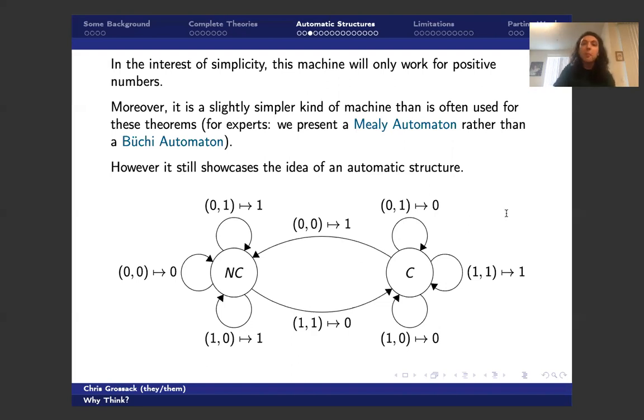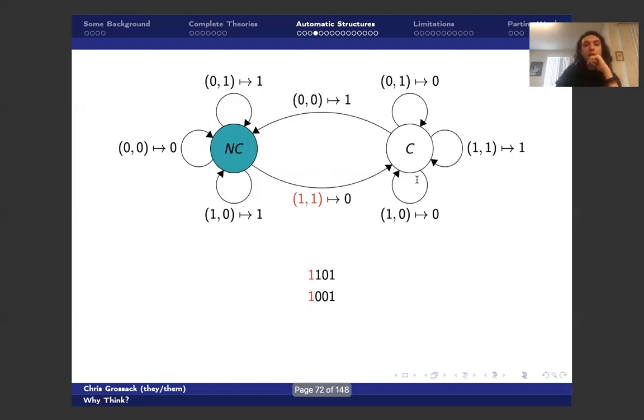And I claim this automaton actually performs addition for us. So let's see why. Let's go through an example. Let's go ahead and add, I believe this is 11 plus 9. You can check me. So let's do it. So we start out in the no carry state. We look at the first column. We see two 1s. So that tells us output a 0 and move to the carry state. Now we're in the carry state. We see a 1 and a 0. So that tells us to spit out a 0 because 1 plus 0 plus the 1 that we're carrying is a 0. And we stay carrying. So we output a 0 and we stay in the carry state.